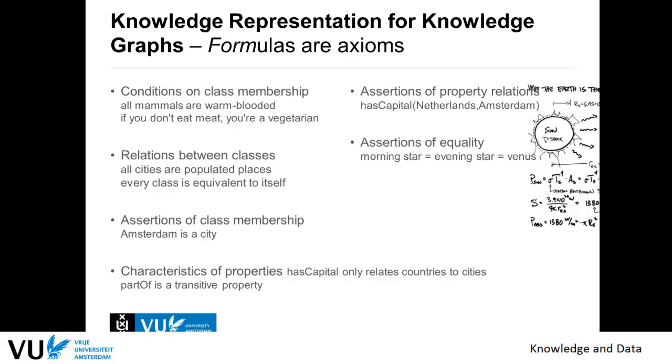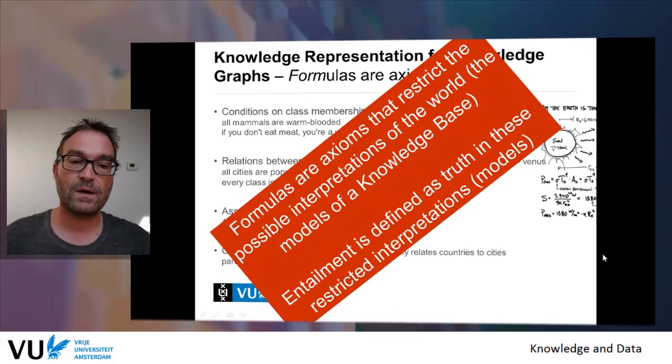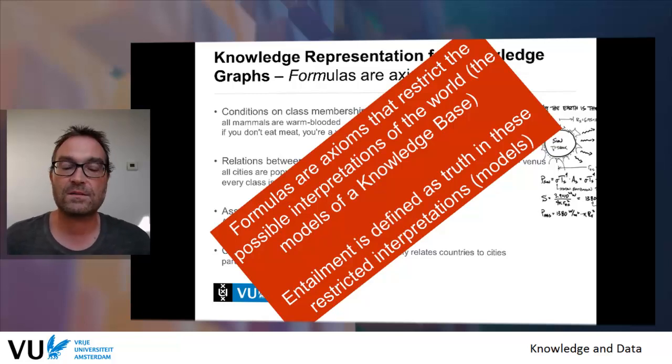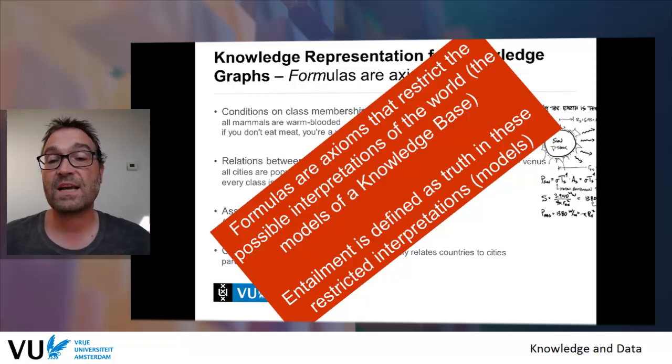And some of those things will be defined in RDFS, the schema language for RDF, and some will be defined next week in the OWL language. But the idea is that we define these kinds of axioms, the formulas that we write down in our formal language, and they are the axioms that allow us to restrict the interpretations of the world. So the formulas are axioms that restrict possible interpretations of the world to the models of the knowledge base. And here you see why we had to go through all the formal systems in the first week, because entailment is the core notion here. And entailment is defined as truth in these restricted interpretations, so these models.